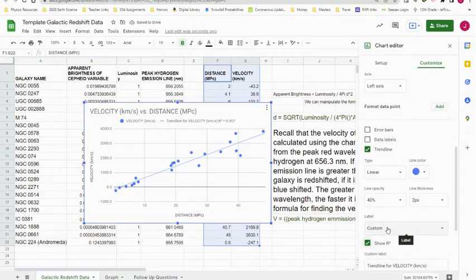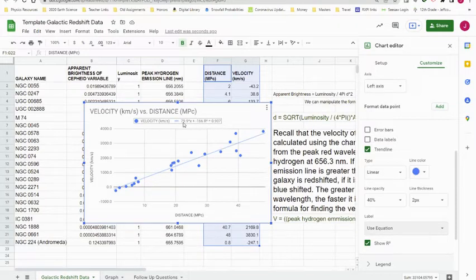Under label, I want to make sure I show my equation. So use equation, and you'll see that I get this equation 79.9 times x plus a negative 166. So remember, this is an mx plus b because this is a linear trend line. That m is your slope, 79.9.